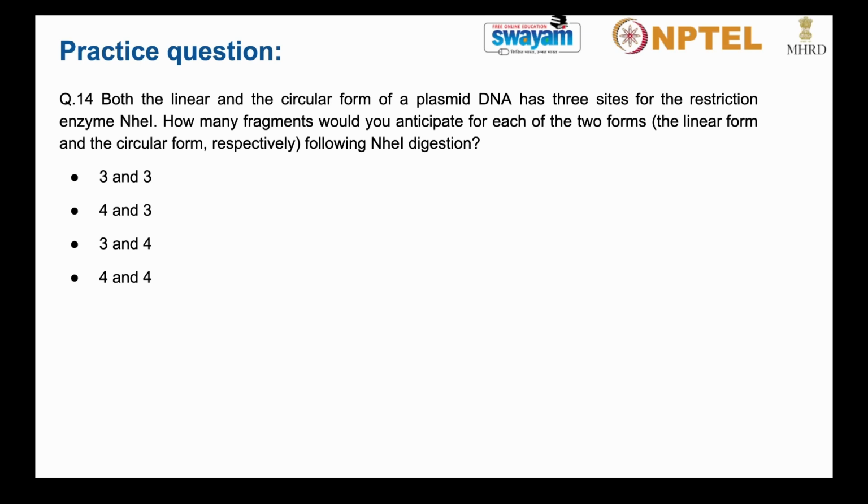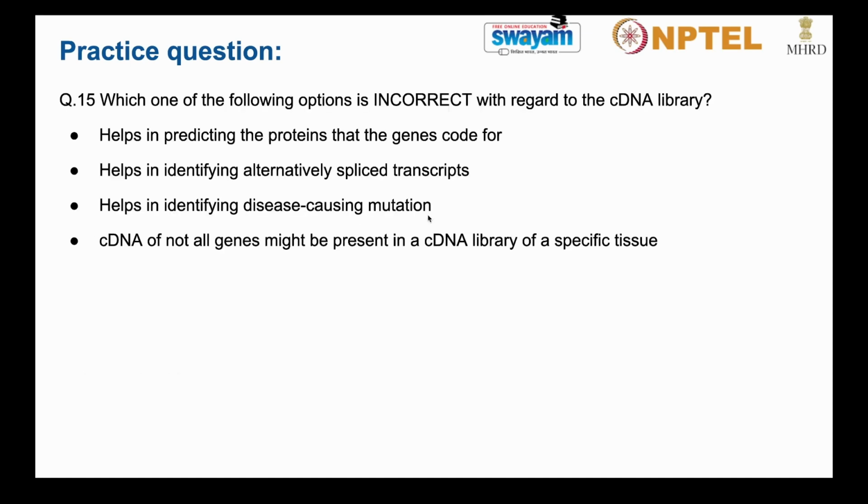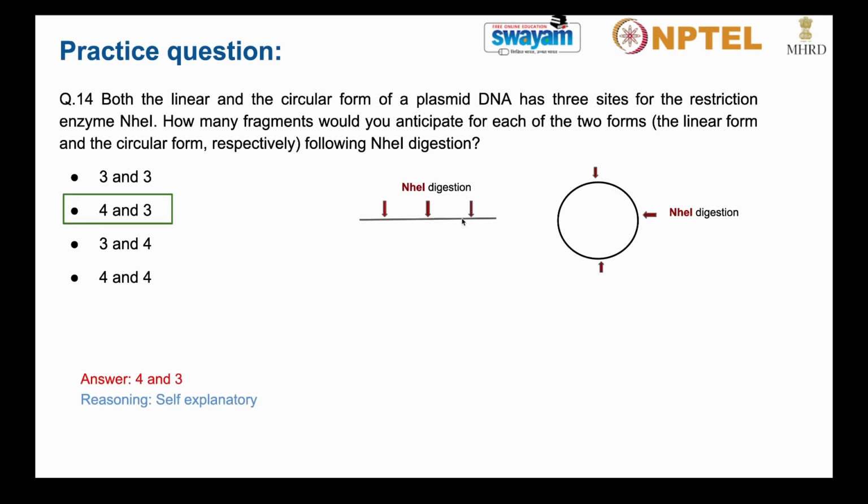Okay. You can think and you can answer. Okay, so many are saying option B is the correct option. Let's see which option will be correct. So yeah, you are right, option B is correct. So why is it correct? Because if you see a linear plasmid DNA with 3 restriction sites, then it will generate 4 fragments. One from here to here, another from here to here, another from this position to this, and then this to this. So there will be 4 fragments.